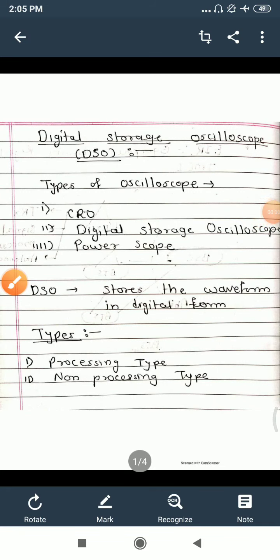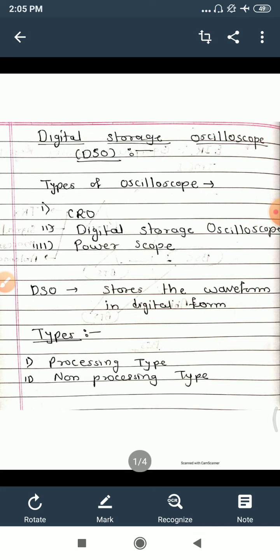Hello friends, we have started with the fourth unit, that is electronic instrumentation. You have studied up till now the DMM, digital multimeter, and function generator. The next instrument is digital storage oscilloscope.